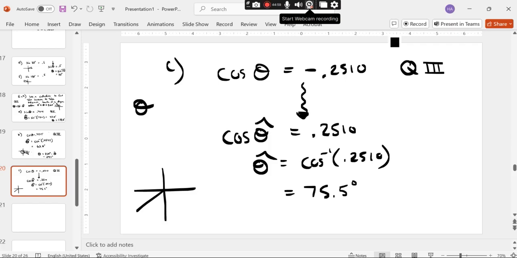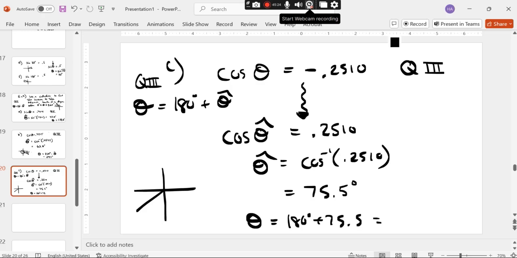Let's do it over here. Quadrant 3. That's going to be 180 plus theta hat. Okay, cool. And for this particular one, my angle measurement itself is going to be 180 plus... Sorry, hold on. Say again. 255.5, is that right? Yep, just making sure, 255.5.